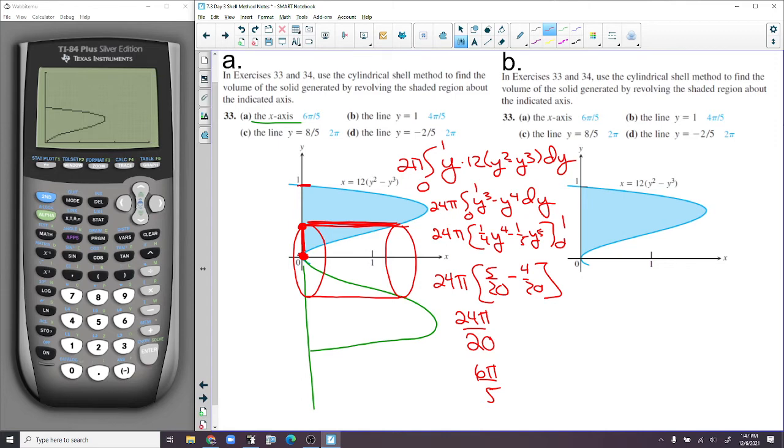You want to try B? Want to try to set it up? See if you can set it up. Whoop, whoop, whoop. We're not going over the x-axis again, are we? B. Oh, no. The line y equals 1. Oh, no. Let's not do the exact same problem again. Okay.